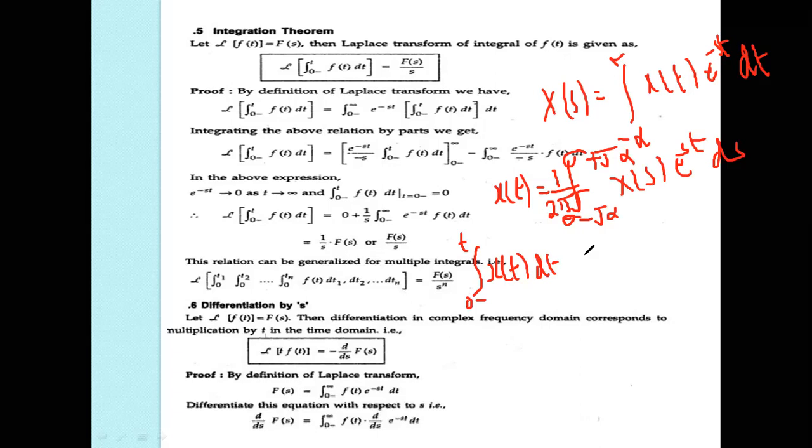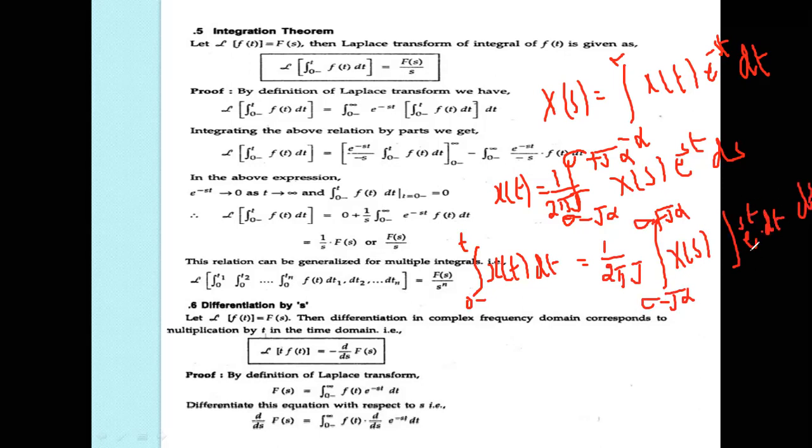And similarly here also you can apply the integral with respect to t only for this e power term. On the right hand side also I am applying the integration, 1 by 2 pi j integral sigma minus j infinite to sigma plus j infinite X of s, and the t term is in the e power st only. So integral e power st dt and ds. So only the t term is variable and the remaining are all constants. That is also from 0 minus to t.